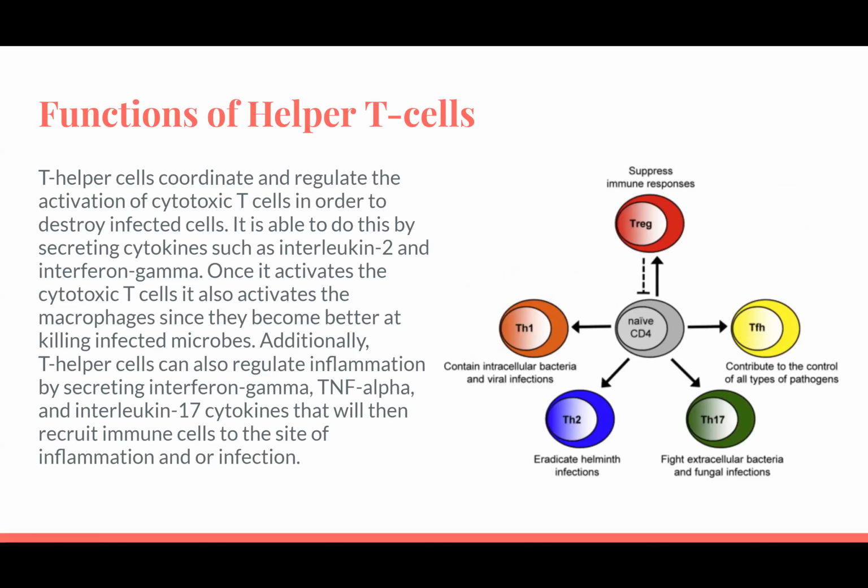So the function of helper T cells. T helper cells coordinate and regulate the activation of cytotoxic T cells in order to destroy infected cells. They are able to do this by secreting cytokines such as interleukin-2 and interferon gamma. Once they activate the cytotoxic T cells, they also activate the macrophages, since they become better at killing infected microbes. Additionally, T helper cells can also regulate inflammation by secreting interferon gamma, TNF alpha, and interleukin-17 cytokines that will then recruit immune cells to the site of inflammation and/or infection.